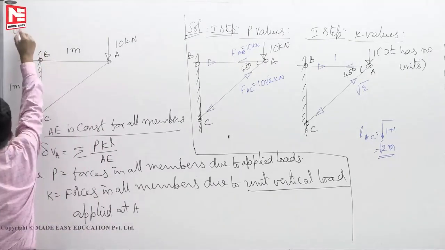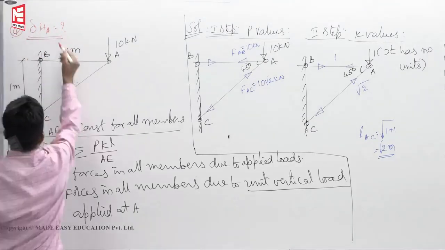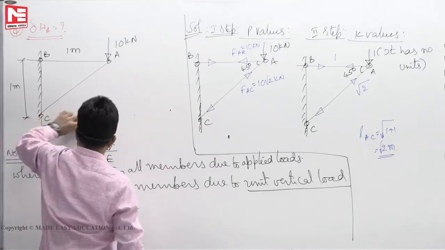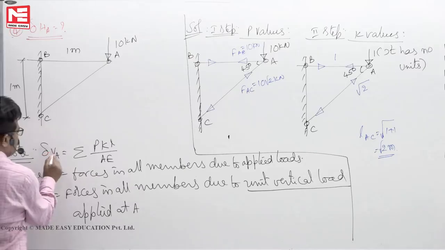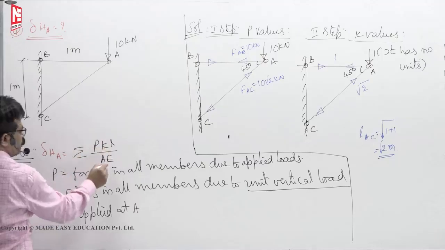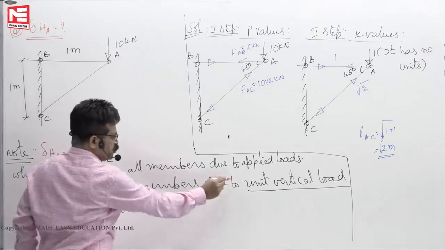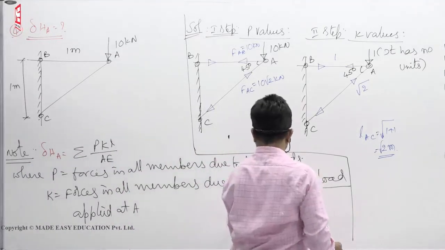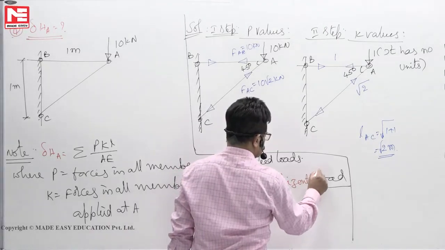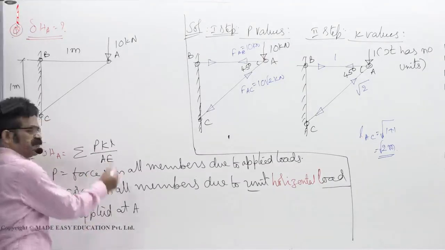Now second question. Delta horizontal displacement of A. Delta HA, where A is constant for all members, so now not required. Now this is the change. Instead of delta VA, we will write now delta HA. Formula is same, P same, but K is forces in all members due to unit horizontal load applied at A. Okay, this is the scope of the work.